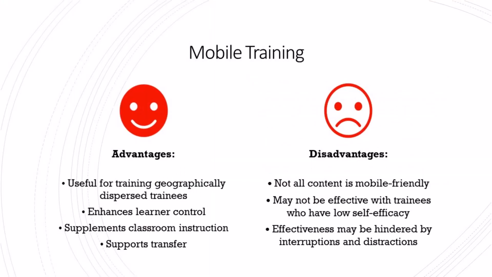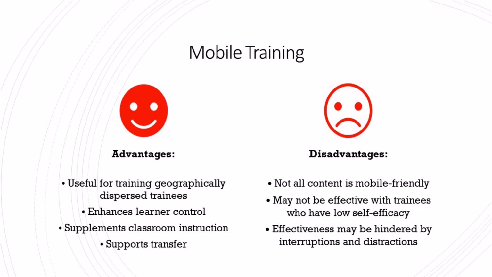Like the previous two methods, mobile learning is useful for trainees who are at various physical locations. They can access training while traveling or talking with a customer. It also provides a great deal of control for them, as they can access it at any time using technology of their choice, and they can learn at their own pace. This method can supplement classroom instruction by providing additional resources online. It can also facilitate transfer by reinforcing content and prompting self-management.